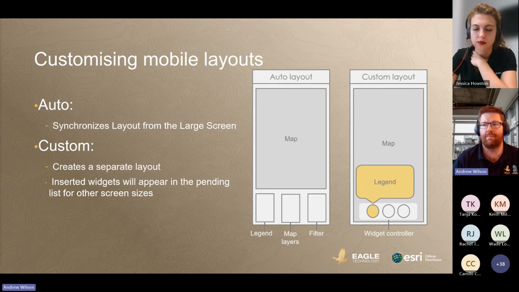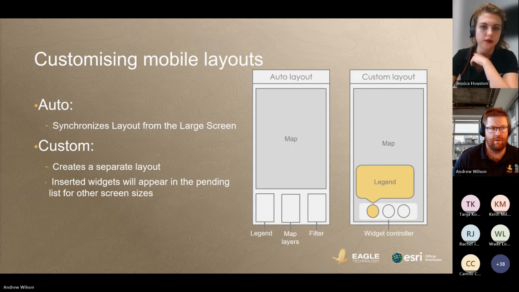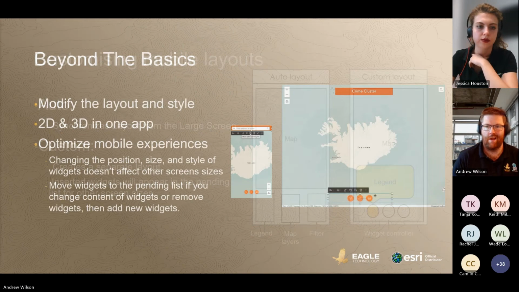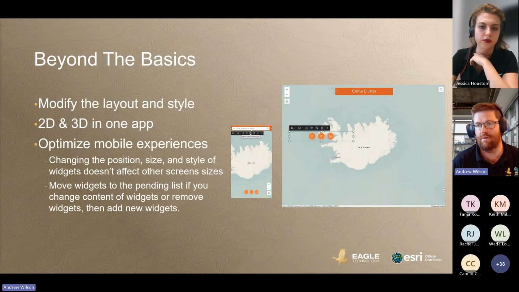By switching to a custom layout, it allows us to make full use of the map resolution on the screen device. We can also add a widget called the widget controller. And this enables us to collate all those widgets like the legend, map layers, and filter into wee buttons down the bottom. And then users can interact with those buttons and get a nicer experience there.